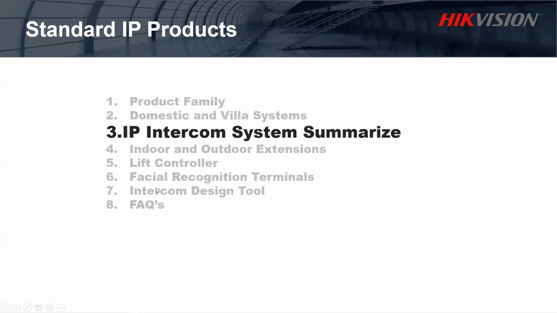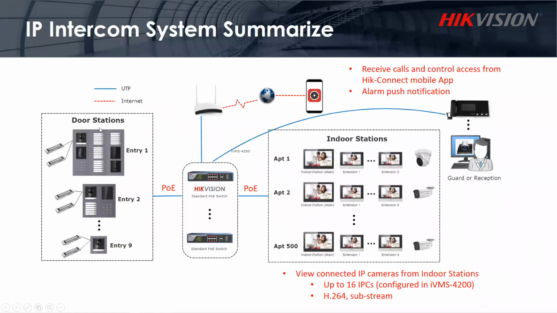All right. Now, I'm going to talk about the IP intercom system summarization. So let's have a quick look at the whole system. So this is the whole system which we have. We're going to connect our outdoor here to the door station, and then everything is going to go to the PoE switch, or any PoE switch on your system. The same network is going to be connected to the indoor station, as you can see on the right-hand side here. And if you got any camera, you can add the camera to each door station.